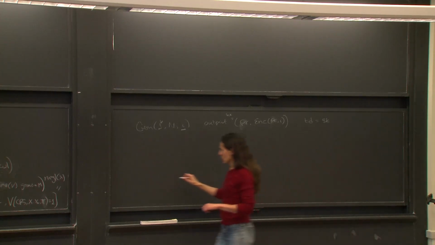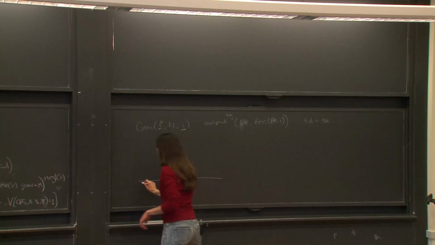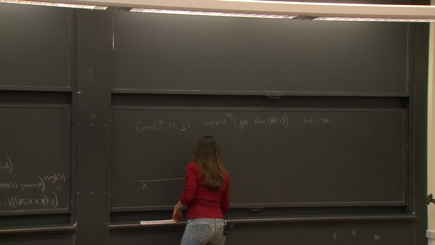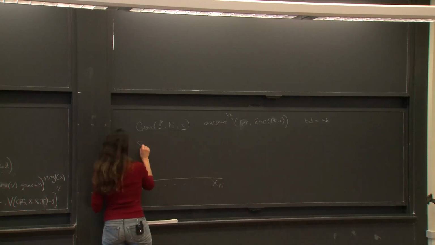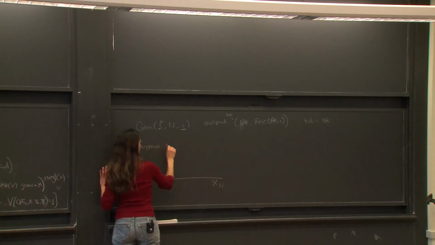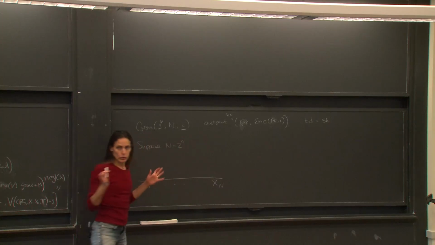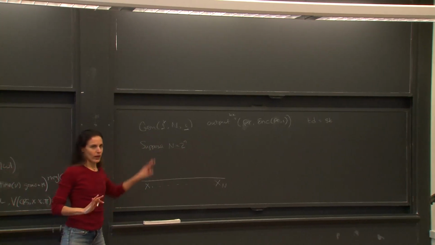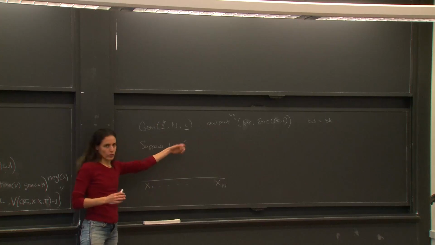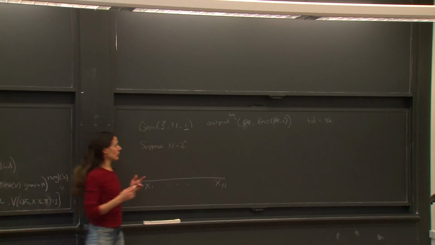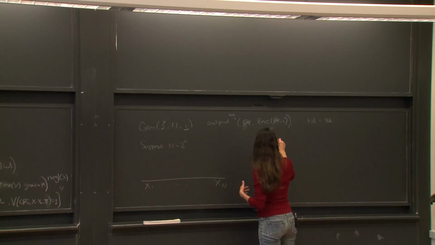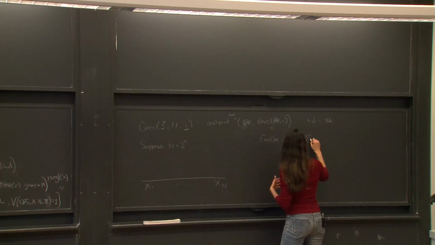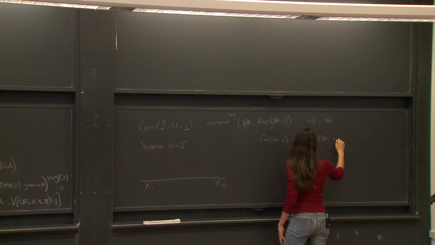Now, I want x1 up to xn. Let me assume for simplicity that n is a power of 2, otherwise, pad. So let's say big N is a power of 2, so it's some 2 to the small n. Now, here's what I'm going to do. When I say encryption of I, let's think of it as bit by bit encryption. So it's encryption of I1 up to encryption of IN.